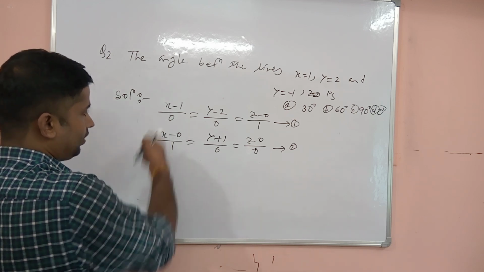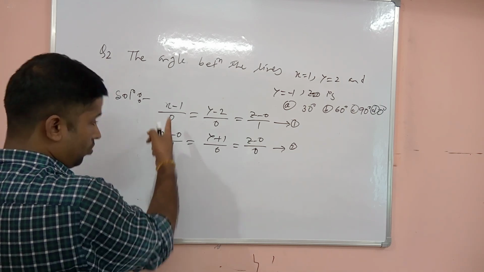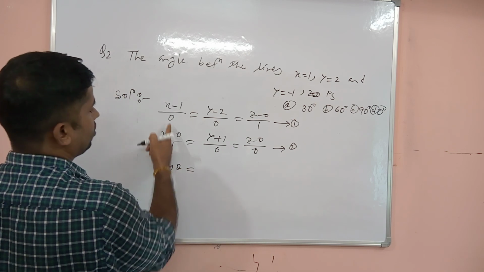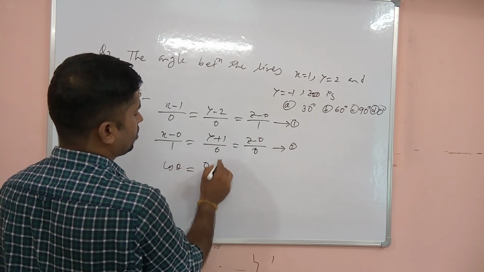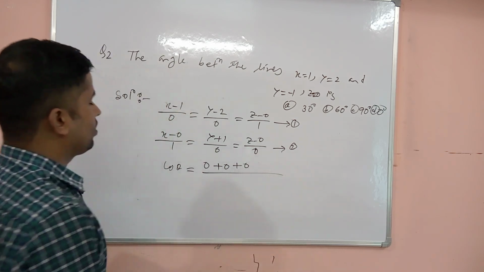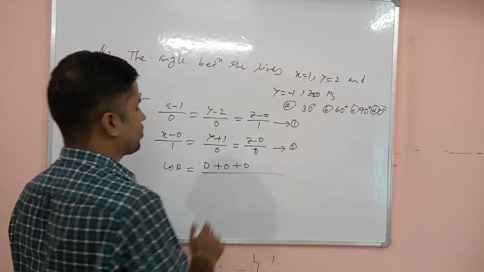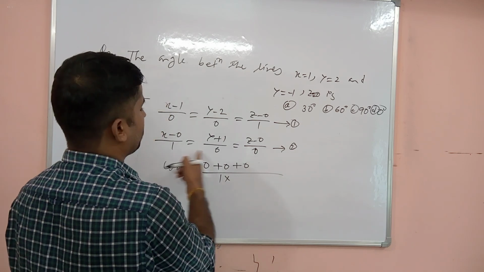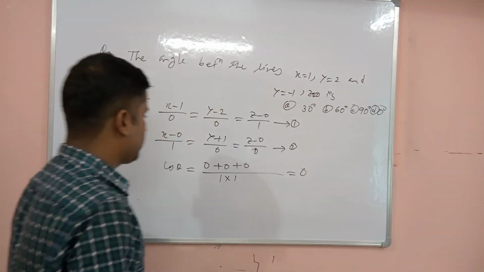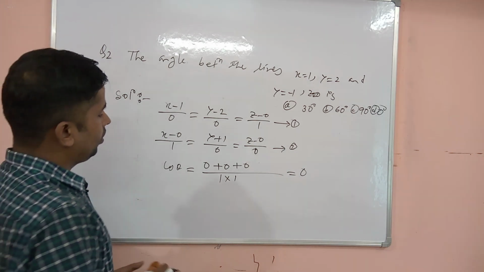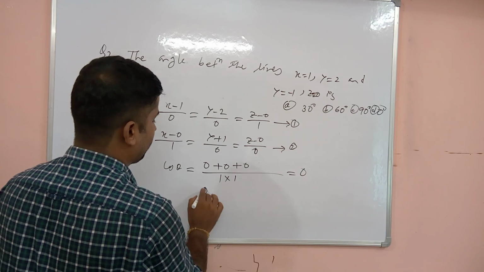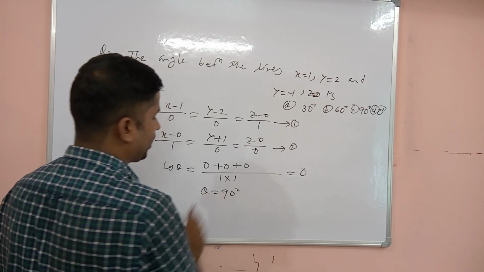Let the angle between these two straight lines be theta, then cos theta would be 0 into 0, 0 into 0, 1 into 0, means 0, by 0 square plus 0 square plus 1 square, which means 1, times 1 square plus 0 square plus 0 square, which means 1. So it is 0. As we know, when theta equals 90, cos theta equals 0, therefore theta is equal to 90 degrees.